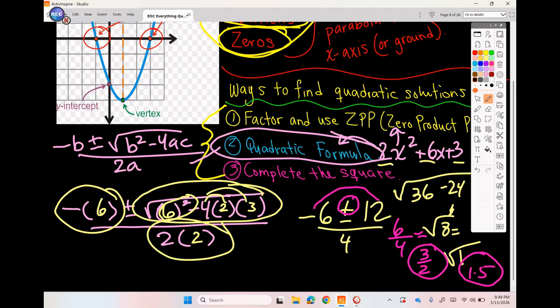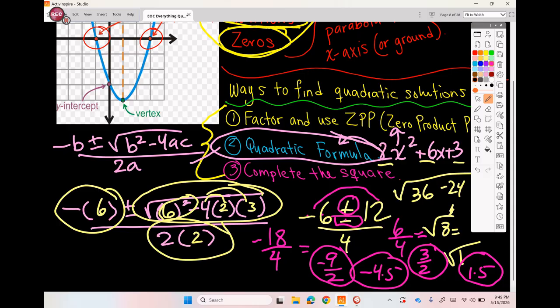Now, we get the second answer by using the minus. So negative 6 minus 12 is negative 18. Over 4 gives you negative 9 over 2, or negative 4.5. So those are the two solutions, and we use a quadratic formula to get there.